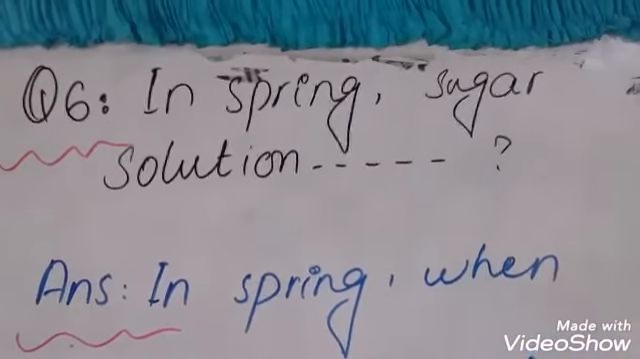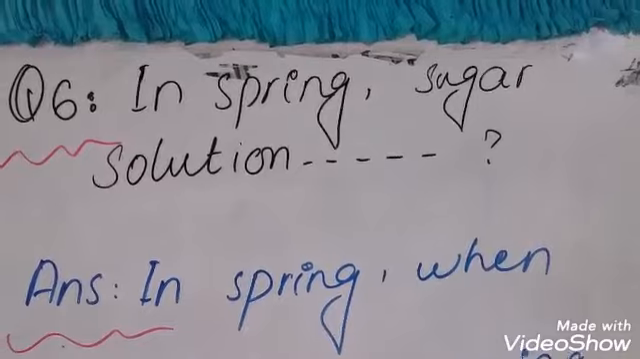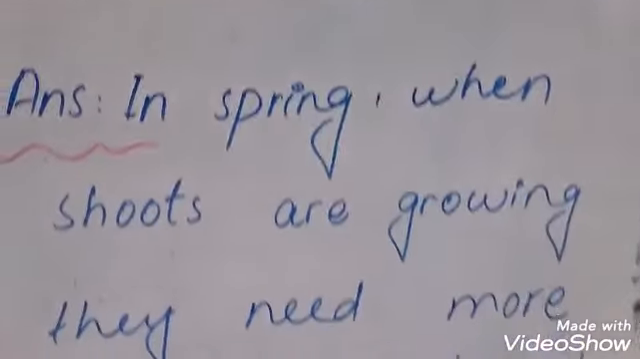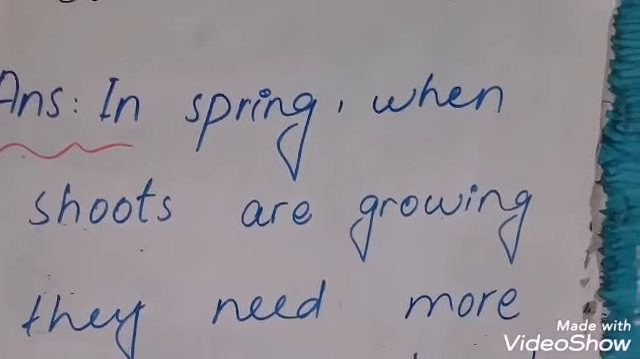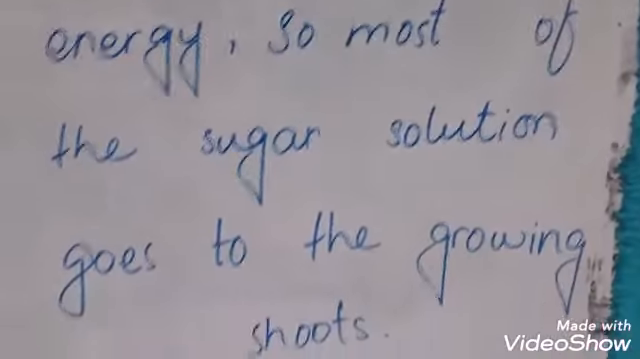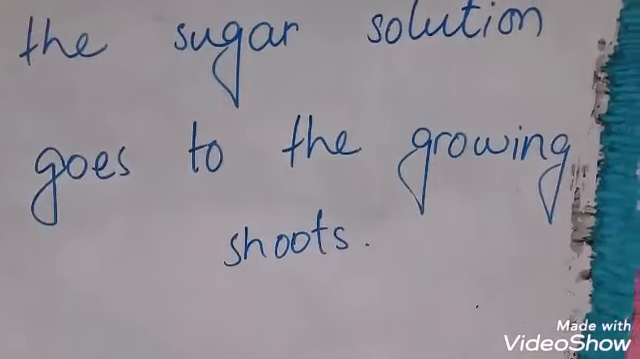Students, sixth question. In spring, sugar solution rises quickly up through the phloem in the plant stem. Give a reason for this. And the reason is that in spring, when shoots are growing, they need more energy. So most of the sugar solution goes to the growing shoots.